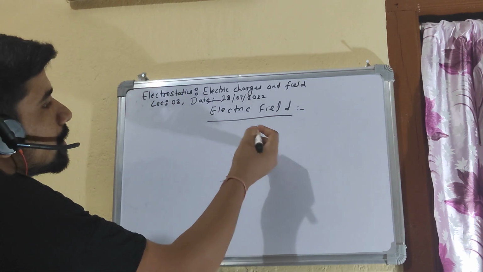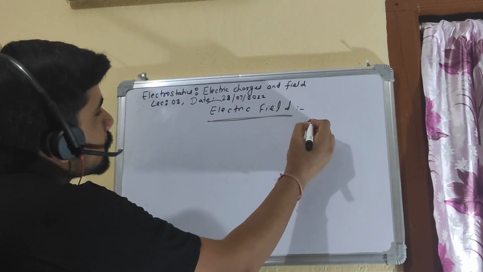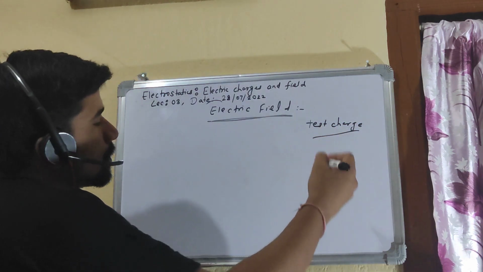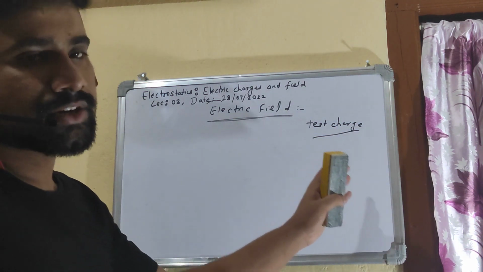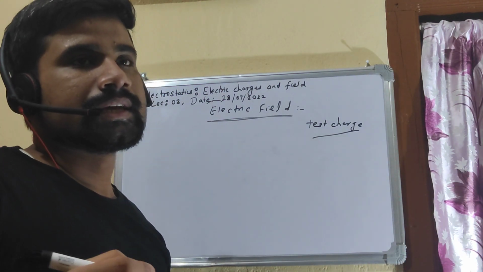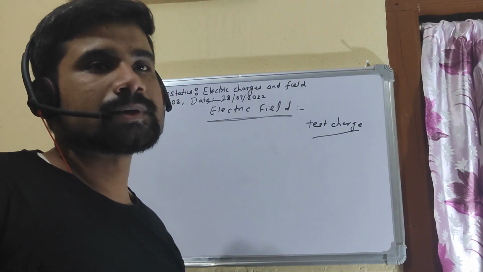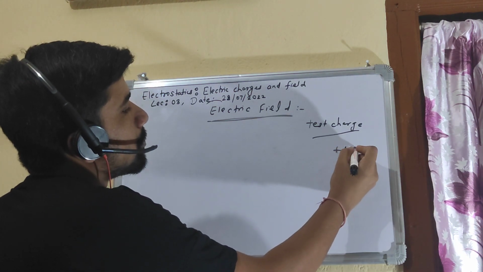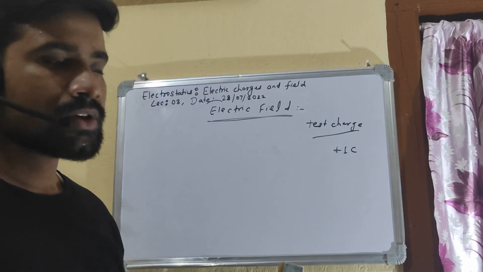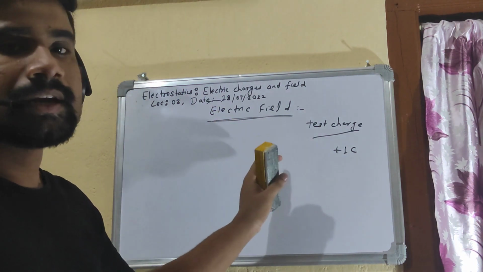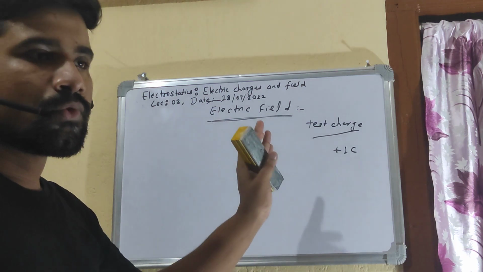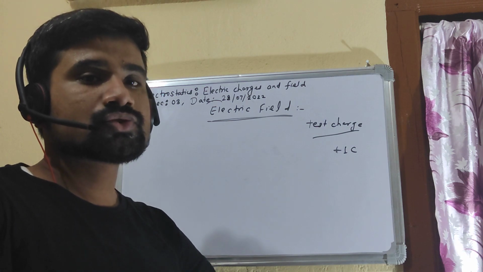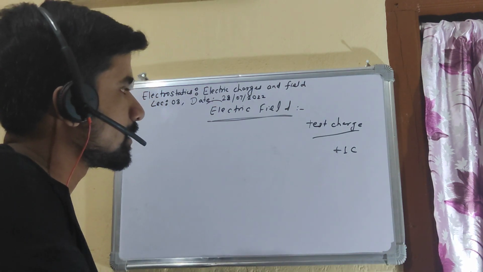So before understanding electric field, there is a concept called test charge, right? A test charge, or charge under test, is basically used for experimentation purposes, and this is always considered a plus unity Coulomb, right? Now electric field is defined as the force acting on a test charge, the force acting by a source charge on a test charge, right?